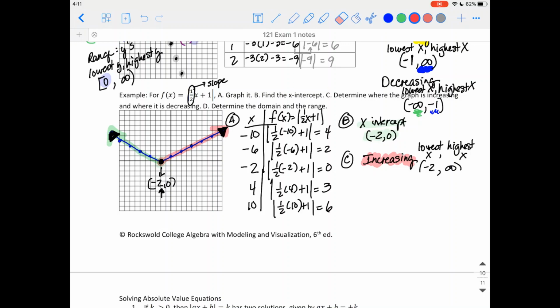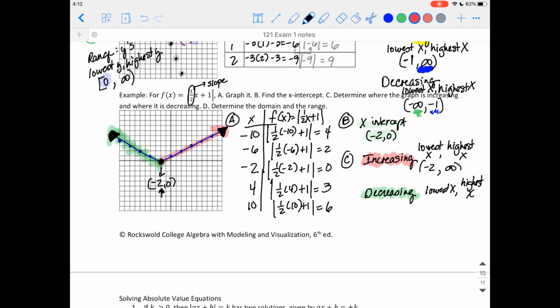As for decreasing, which is going to be the green highlighted part right here, it is going to be still lowest x, comma, highest x.